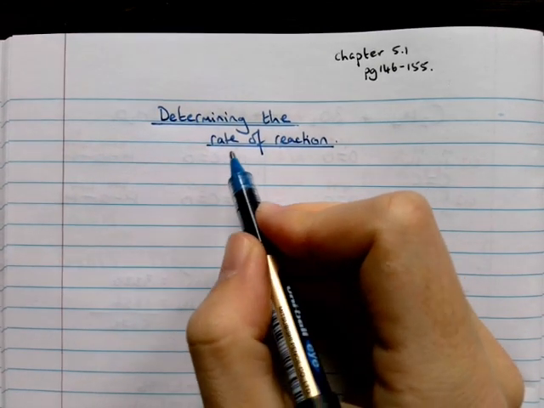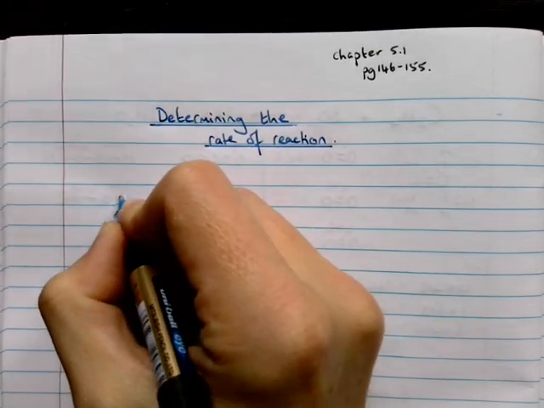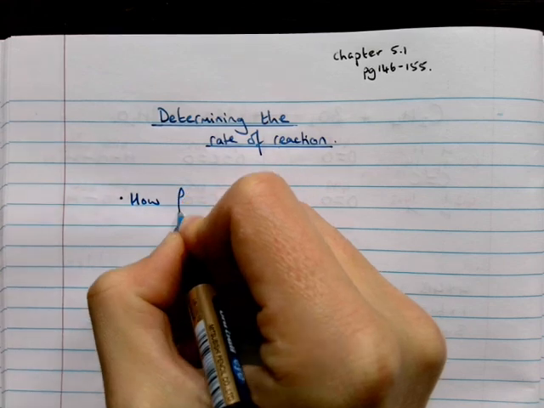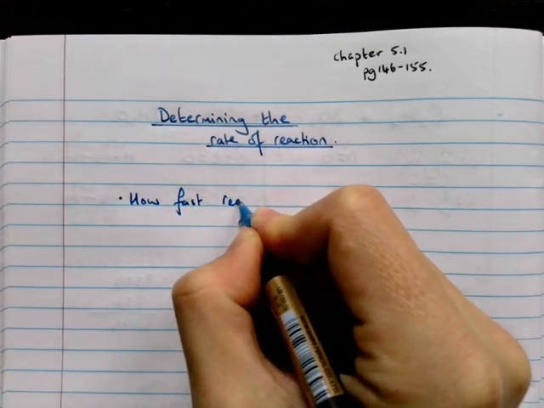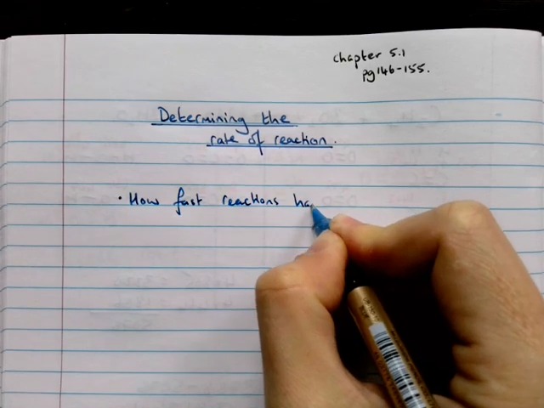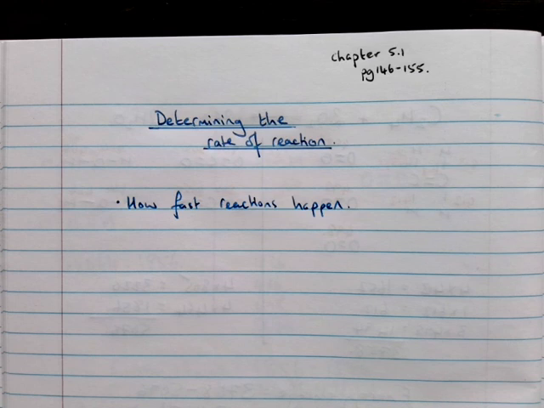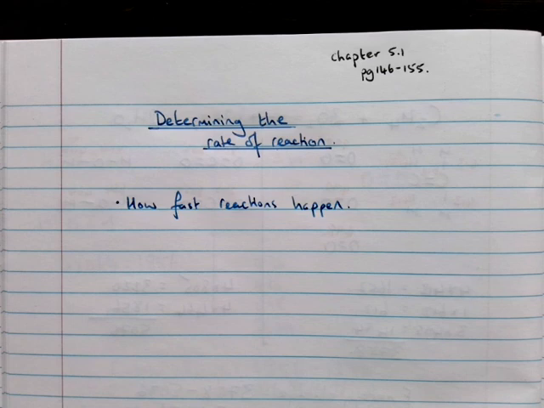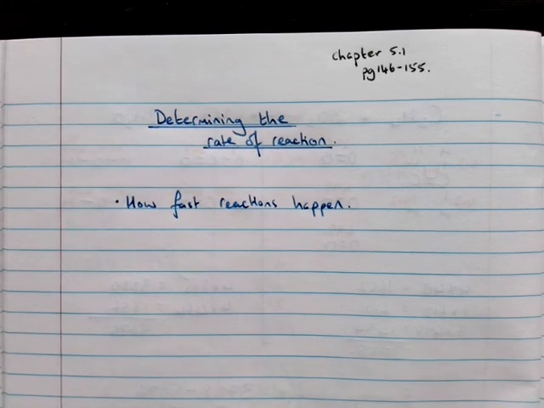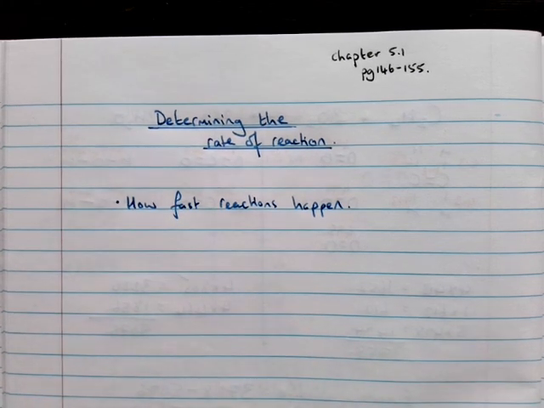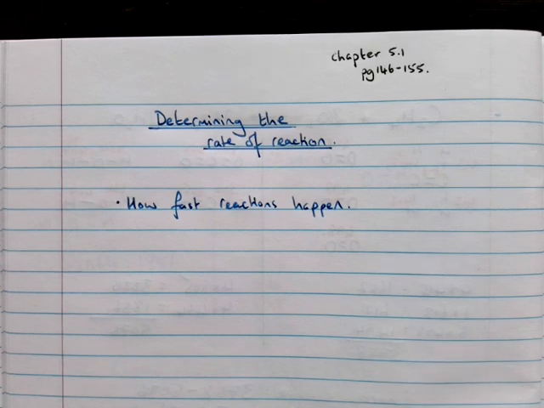When we talk about rate of reaction, we're talking about how fast reactions happen. Up until now, we haven't really thought about the speed of a reaction. We've thought about what reactions can happen, so acids and alkalis, metals and acids. We've thought about the energy changes in reactions. Are they exothermic? Are they endothermic? Is heat being produced? Is heat being absorbed? We've thought about what happens to the electrons in chemical reactions. Are they being shared? Are they being transferred? But we've not really thought about how fast reactions are happening.